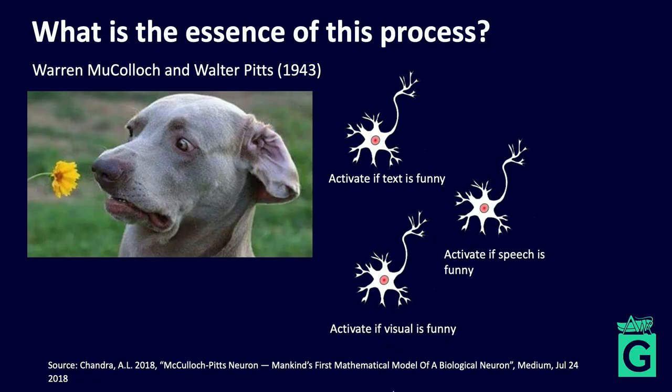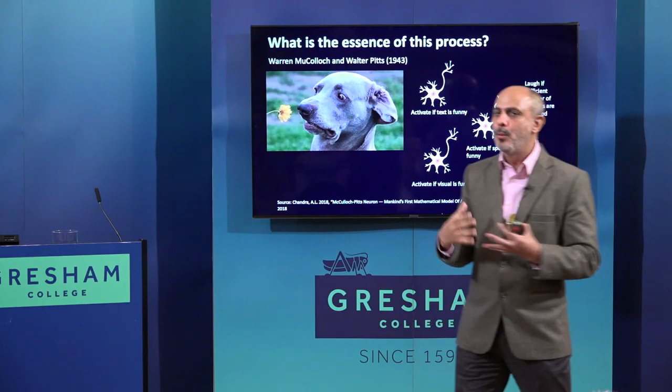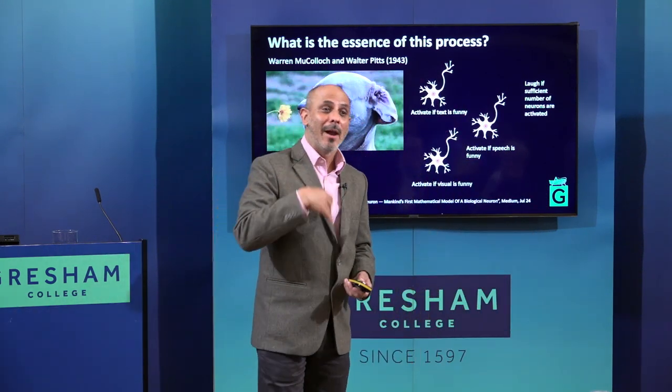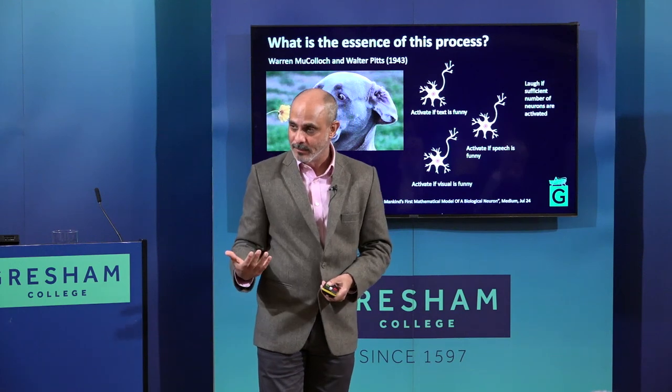Again, no speech here, so that's not going to be activated. The key is, once you pass a certain threshold, then maybe this is activated, maybe that's activated, maybe all three are activated. Once you pass a certain threshold, that's when you start laughing. So that's the way computer people would say, okay, this is how the brain works, and maybe we can replicate that in one of these systems.